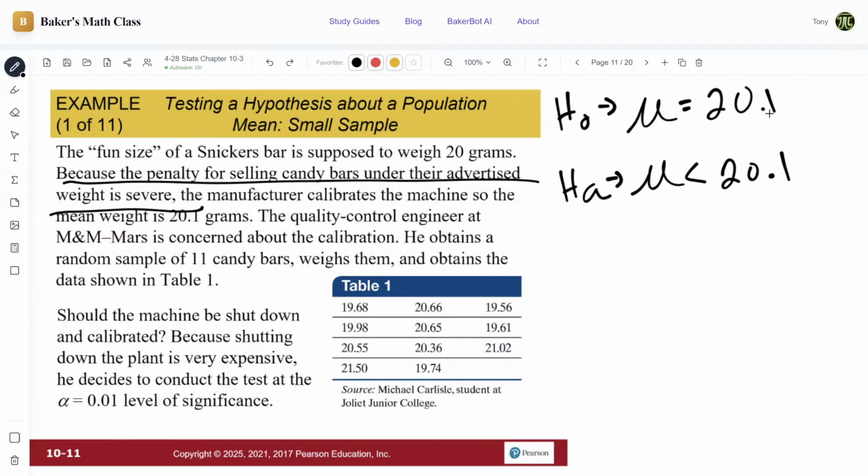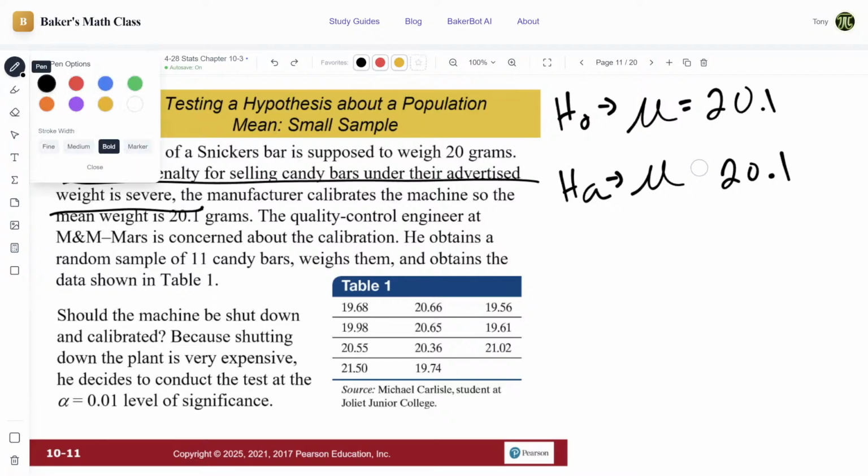Let's see what the book says. The book says not equal, because it's looking at calibration, and it says 20.1. Right. So we'll actually do them both, because I can see it both ways, and there's a reason for this. We'll do the book one first, and then I will show you why I think the other direction is worthwhile. So we'll say this is not equal to, which is fine.